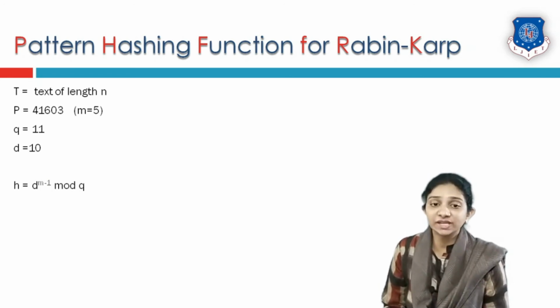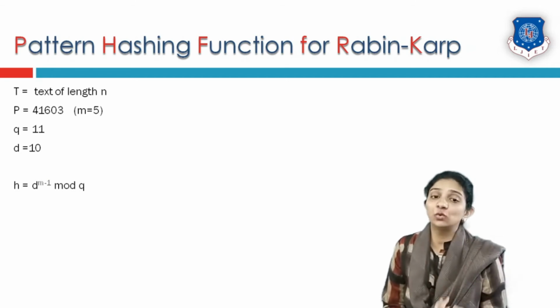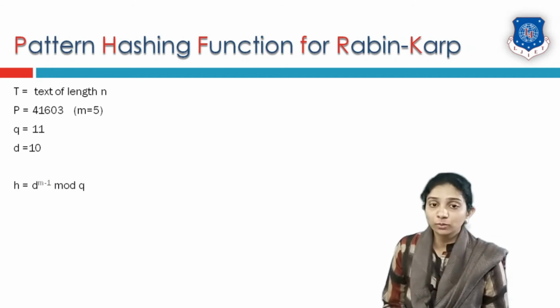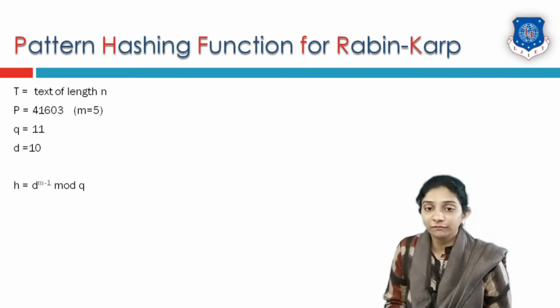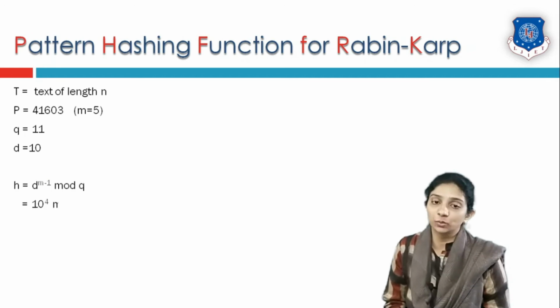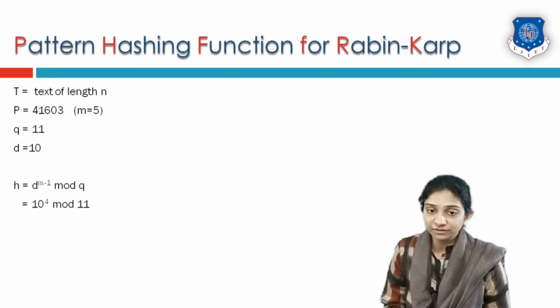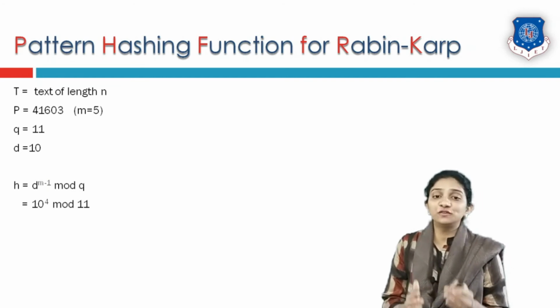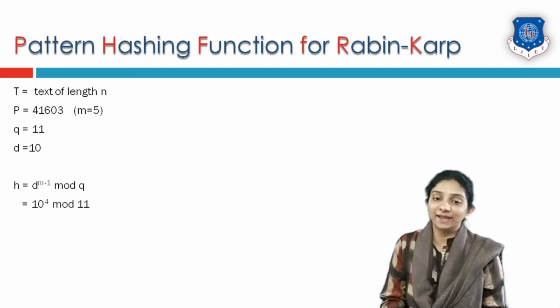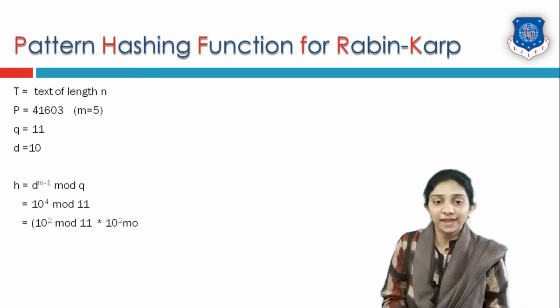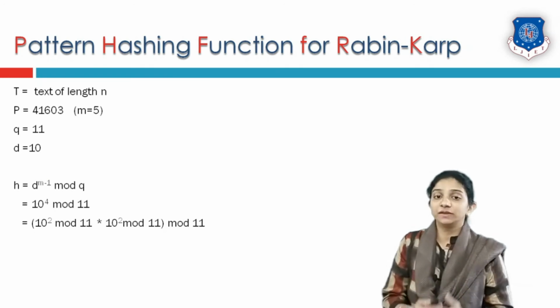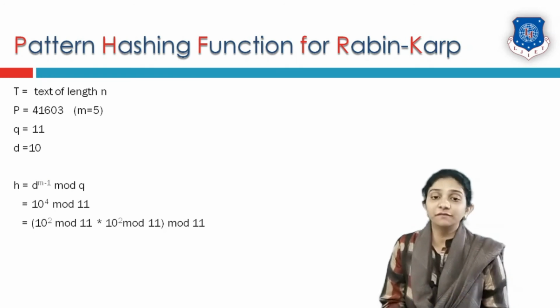The hashing function is calculated as D raised to m minus 1 mod Q. D is equal to 10, m is equal to 5, so m minus 1 would be 4, and modulus Q. Now what is the modulus function? The modulus function is used to find the remainder after dividing. So 10 raised to 4 is divided by 11, and whatever remainder remains becomes my h. But the modulus function can work in disjunctive form also.